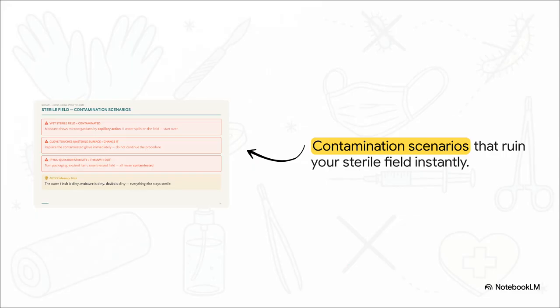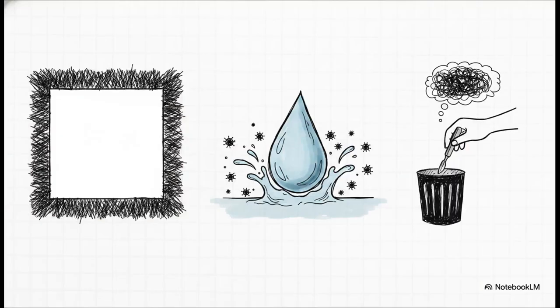There are a few more absolute scenarios that spell instant contamination. If your sterile glove even lightly brushes against an unsterile surface, change it immediately. You can't continue. If the packaging of your sterile supplies is torn, if it's expired, or if the field was left unobserved even for a moment, all of these mean the item is contaminated. Game over.